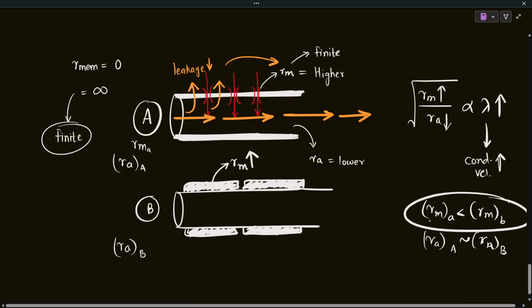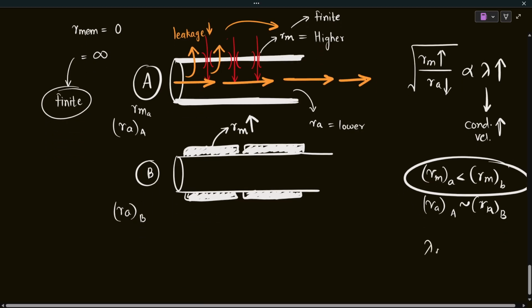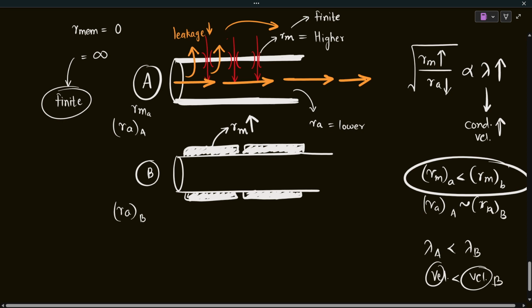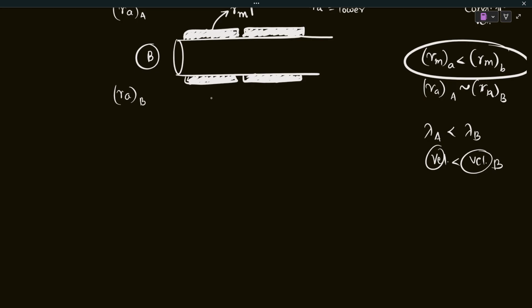So this creates a significant difference due to the membrane resistance of A being lower. The length constant, lambda A, will be less than lambda B, and that is why the velocity of current flow in axon A will be less than the velocity of current flow in axon B. So this is how the myelin sheath brings out two changes that help in faster conduction.